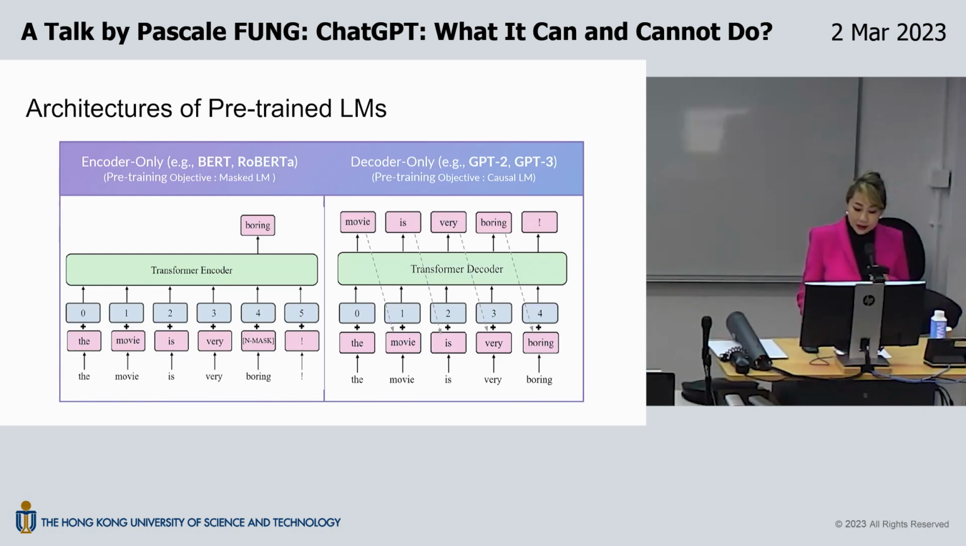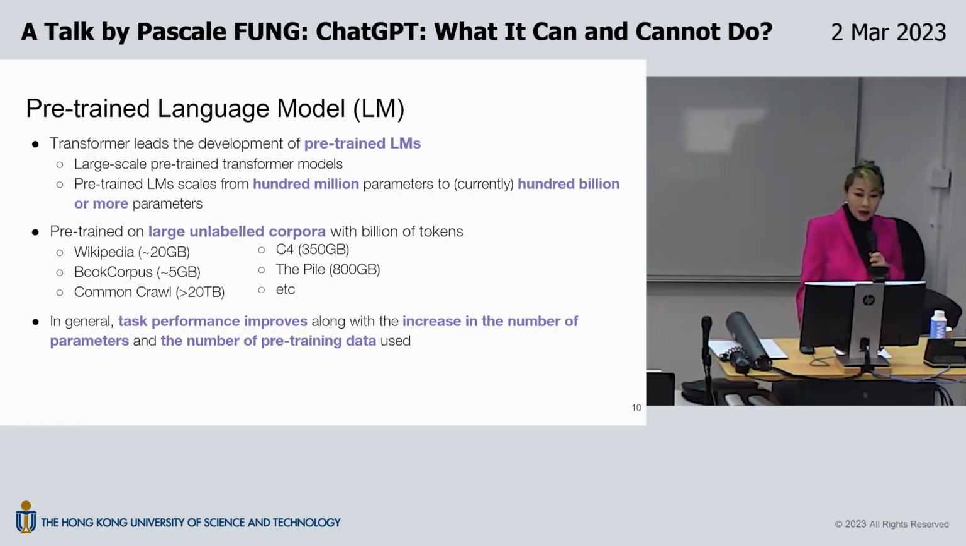Okay, so here is a simple illustration of the encoder model for pre-trained language models. This is encoder only, such as BERT and RoBERTa. If you have heard of such names, they are encoder-only transformers. And then you have decoder only, and encoder-decoder. Here is GPT-2, GPT-3, and so on. Right, so the transformer architecture led the development of pre-trained language models because they are very, very large scale.